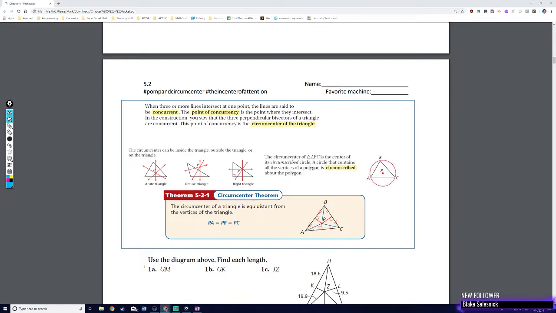As far as questions, I'm starting with 5.2. 5.1 is relatively straightforward. Look it over. It's not so bad. Honestly, we use a lot of the stuff from 5.1 as far as the angle bisectors and perpendicular bisectors go. So I'm not worried too much about that.